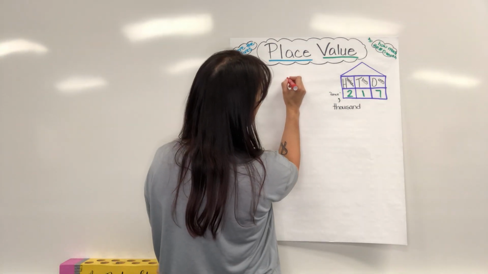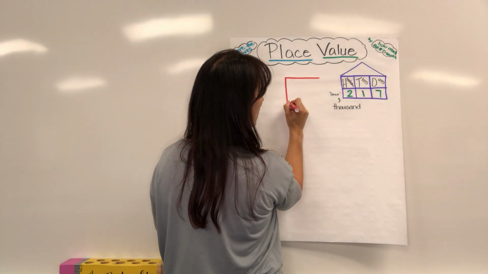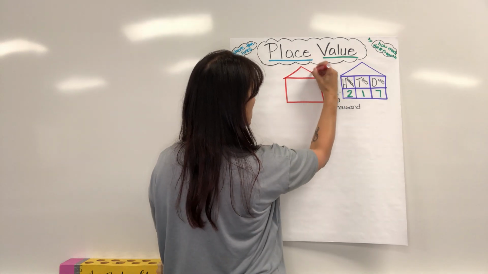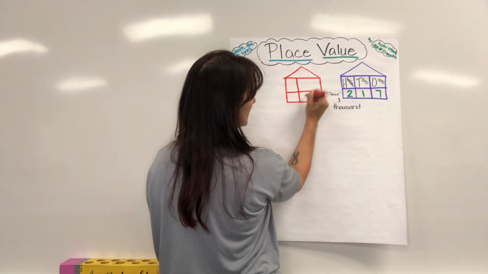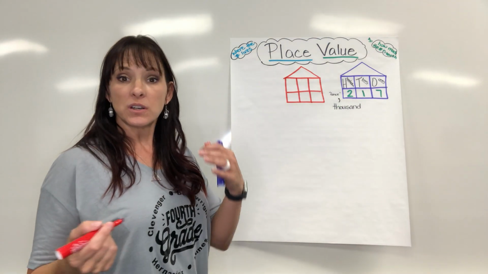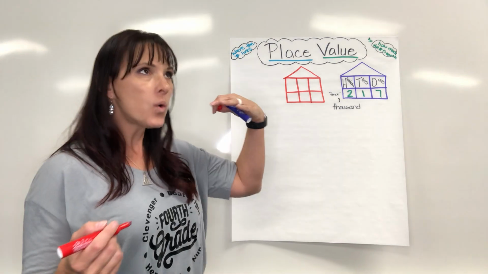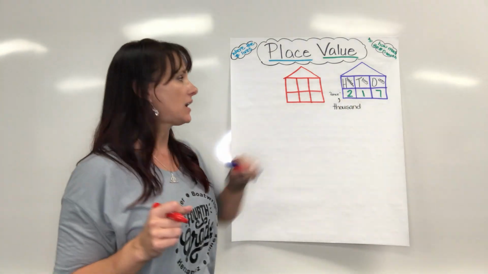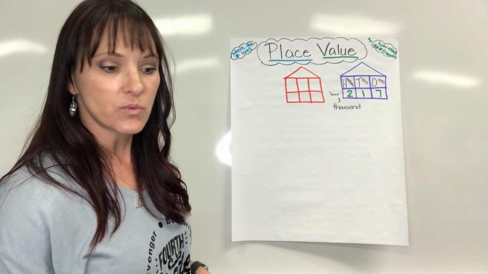Okay, I'm gonna draw another house, the same as I drew the first one. I know some of you are probably thinking, well, this is kind of silly. Why are we drawing houses? I like to have a good visual. It helps my brain remember. So when I'm thinking place value, I'm like, oh yeah, that's where that lives in the thousands house. That number would be living in the hundreds, tens, and ones house. So it's just a way to help you remember.